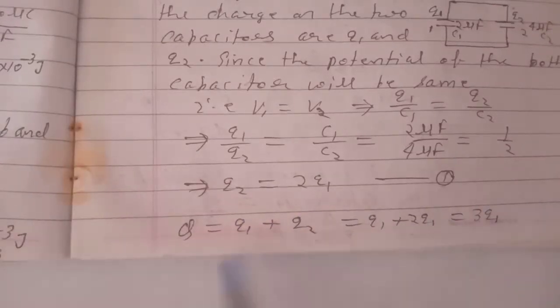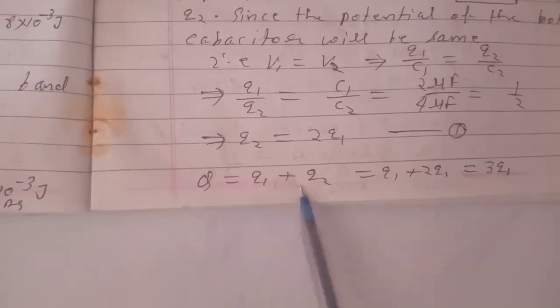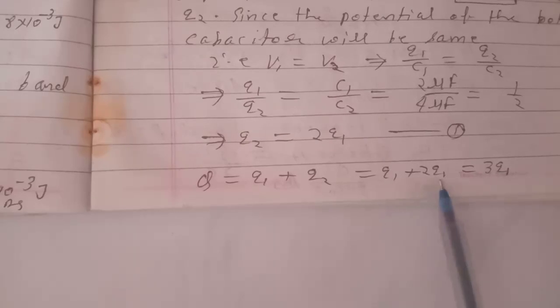Now we have initial charge Q equals Q1 plus Q2, so Q1 plus 2Q1 equals 3Q1. So we get the value of Q1 as Q by 3 equals 24 microcoulomb by 3 equals 8 microcoulomb, and the value of Q2 equals 2Q1 equals 2 by 3 Q equals 2 by 3 into 24 microcoulomb equals 16 microcoulomb. Answer.